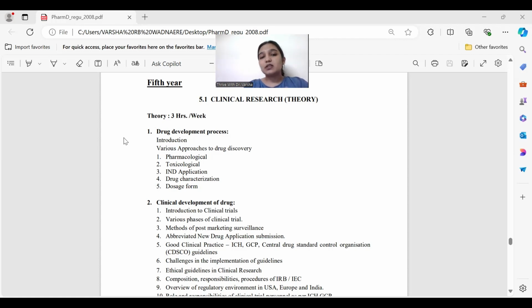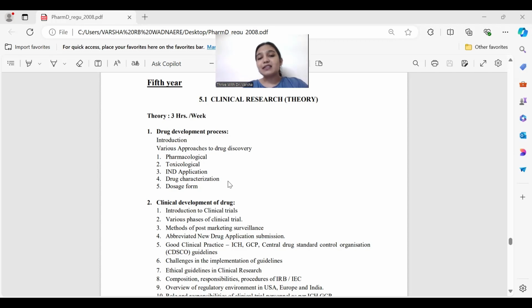Drug development process. From here you will learn how to develop a drug. First the introduction, then various approaches of drug discovery. There are different approaches, so which approach will you follow? You'll be learning that. Then the pharmacological study, then the toxicological study, then the IND application. You will have to apply to conduct the study. That is the first step.